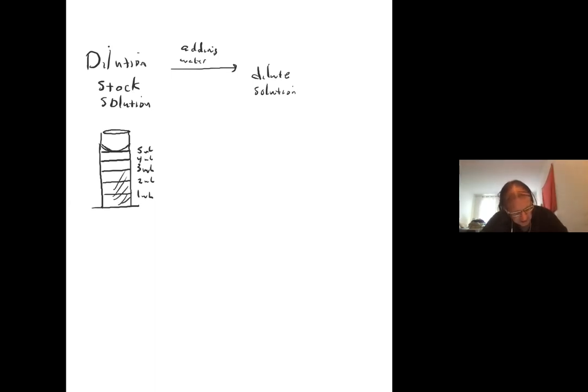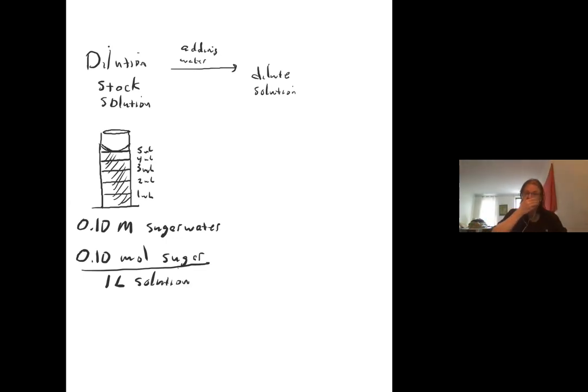So let's say that this is just a mixture of sugar and water. So let's say it's 0.1 molar sugar water. All right, so 0.1 molar, what that means is it's 0.10 moles of sugar in 1 liter of solution, right? Because that's what molarity is. If I say it's 0.1 molar, what I mean is there's 0.1 moles of the solute for every liter of solution, right? That's what that means.